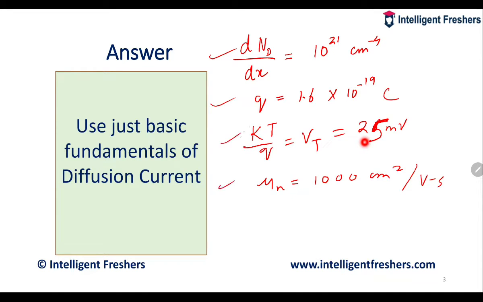Now let us apply the formula. The diffusion current density J is given by Q into D n into d by dx of n. Right, this is what it is given.